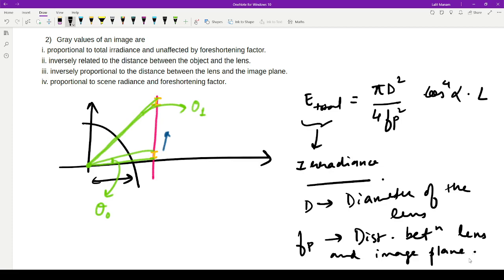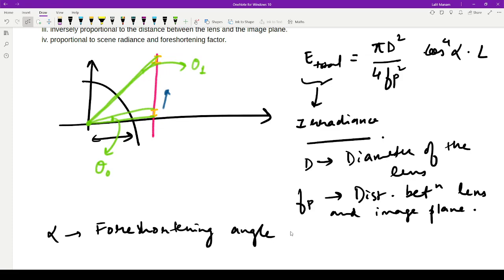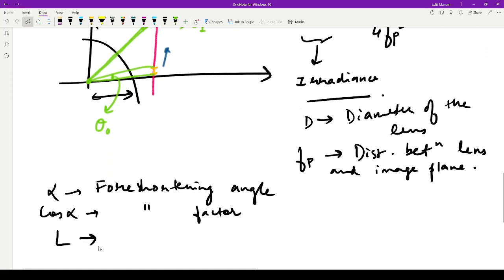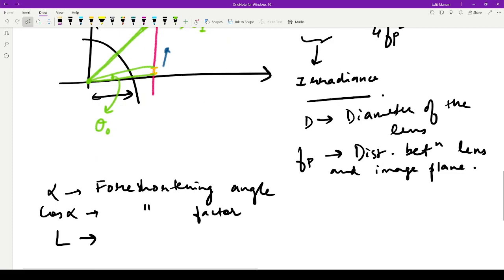And what is alpha? Alpha is the foreshortening angle. And so cos alpha is the foreshortening factor that's been specified. And what is L? L is the radiance of the scene.